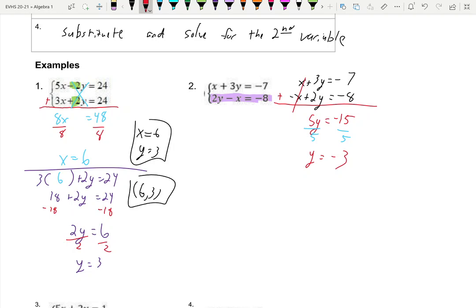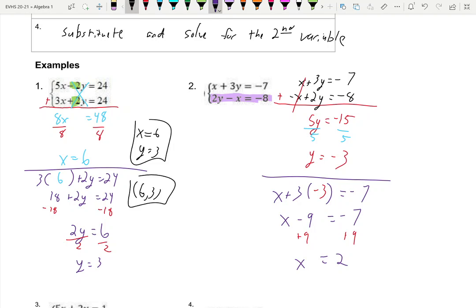Okay, so step 4, substitute back in and solve. Pick an equation, doesn't matter which one. Last time I picked the top one or the bottom one, so this time I'll pick the top one. X plus 3y equals -7. I'm going to substitute in that -3. And that leaves me with x, 3 times -3 is -9 equals -7. Now let's add 9 on both sides, and that leaves me with x is equal to -7 plus 9 is +2. So my answer here, x equals 2, y equals -3, or again, you could write it in a coordinate pair.